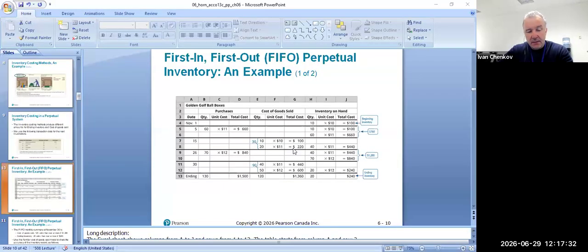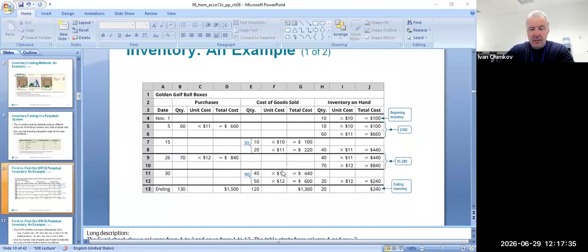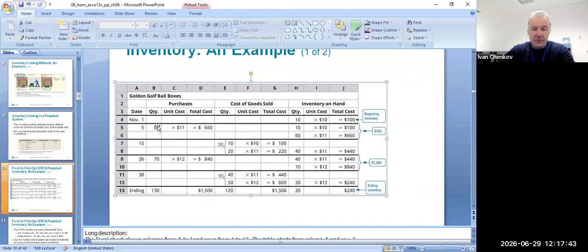So what they're doing is exactly the same thing that we did. Every time there's a sale, we're tracking the cost of the goods sold. With the first sale, we're selling 30, the first ones that we had as a beginning inventory, and another 20 from the first purchase of 60. How many left? 40 left. What's the cost of those left? Since they're coming from the very last purchase, which was November 5th at $11, $11 is the cost of that inventory.